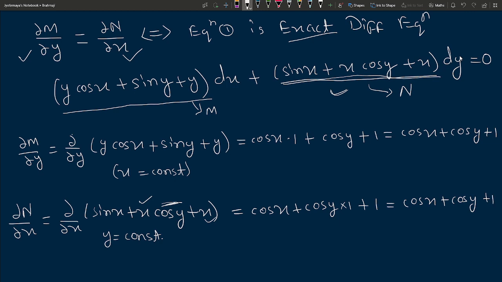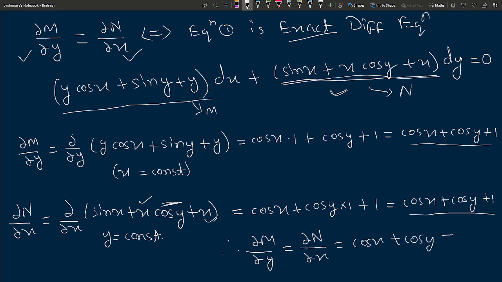Now see, this is your del M by del y, cos x plus cos y plus 1. And this is your del N by del x, cos x plus cos y plus 1. So del M by del y is equal to del N by del x, equal to cos x plus cos y plus 1. So this differential equation is an exact differential equation. This differential equation, (y cos x plus sin y plus y) dx plus (sin x plus x cos y plus x) dy equal to 0, is exact. Let it be equation 1, example number 1.